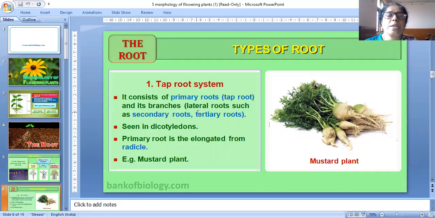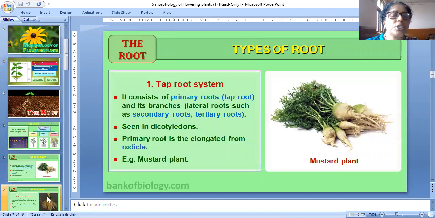The taproot system consists of the primary root and its branches, or secondary roots and tertiary roots, seen in dicotyledons. The primary root is the elongated form of the radicle. In the mustard plant, the primary root is elongated from the radicle.